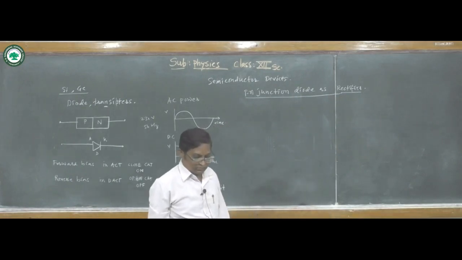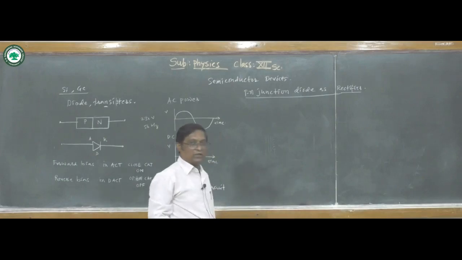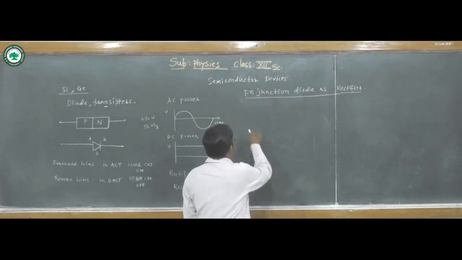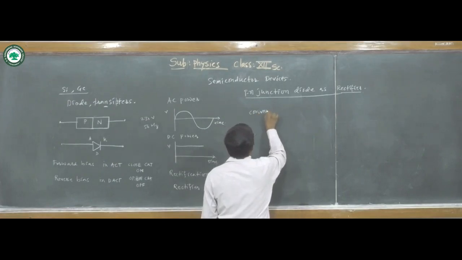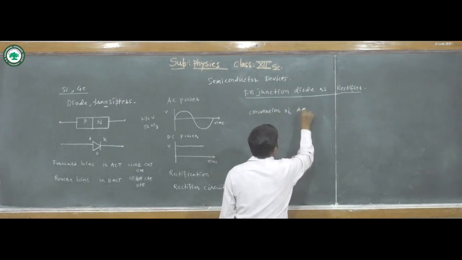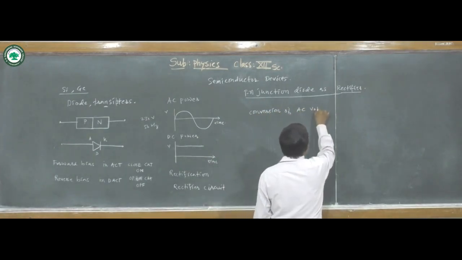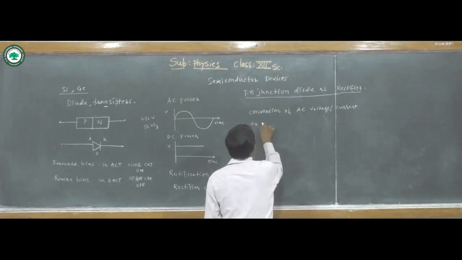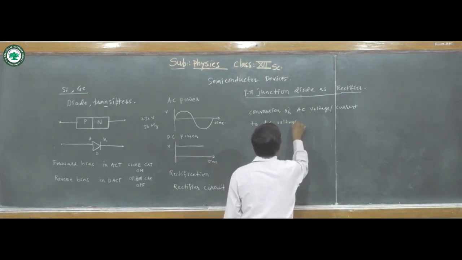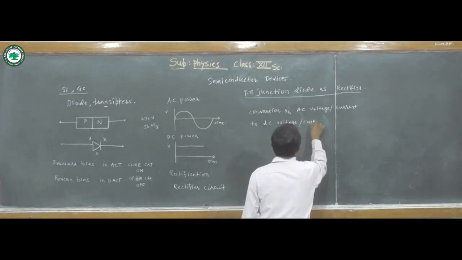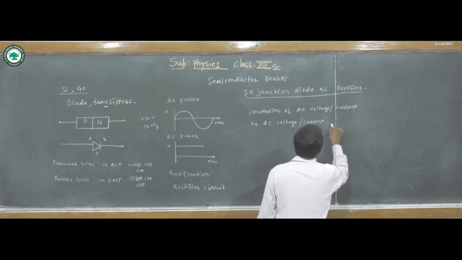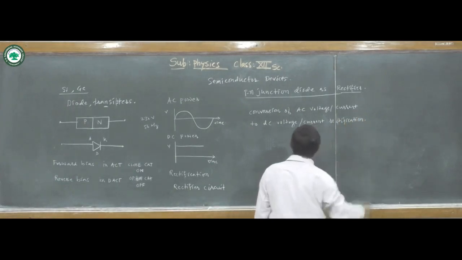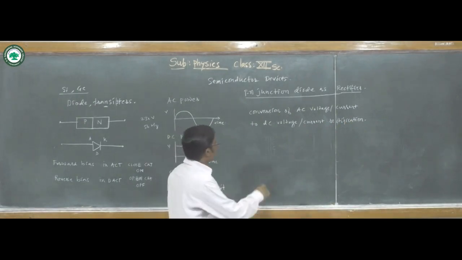We know that in our home we get the AC power supply. The conversion of this AC power into DC power is called rectification. Conversion of AC voltage or current to DC voltage or current is called rectification, and the circuit is called a rectifier circuit.